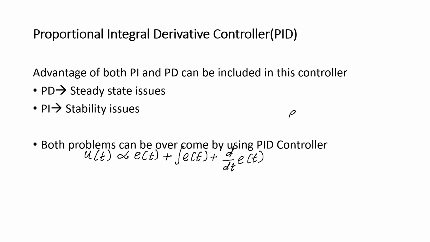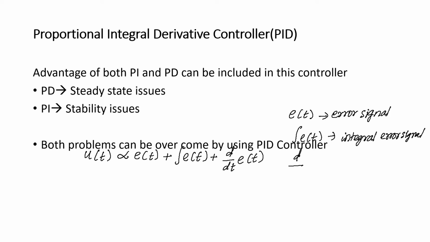You can also write here where u of t is what? It is the error signal. Integral of e of t is what? That is the integral of the error signal, right? And the derivative d by dt of e of t is equal to what? It is the derivative of the error signal.